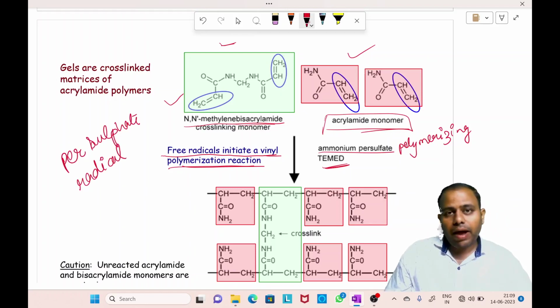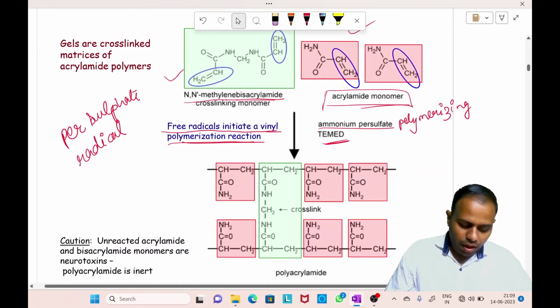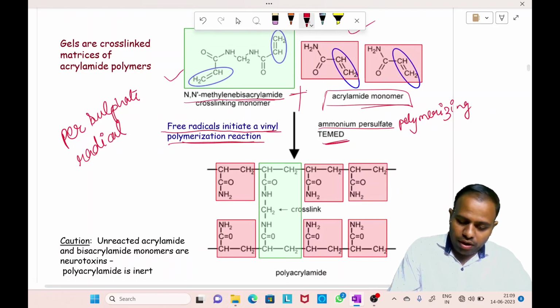It is initiated by persulfate radical. Okay, so remember this persulfate radical starts the polymerization of the gel. You can see here the mixture of the two are formed like this.